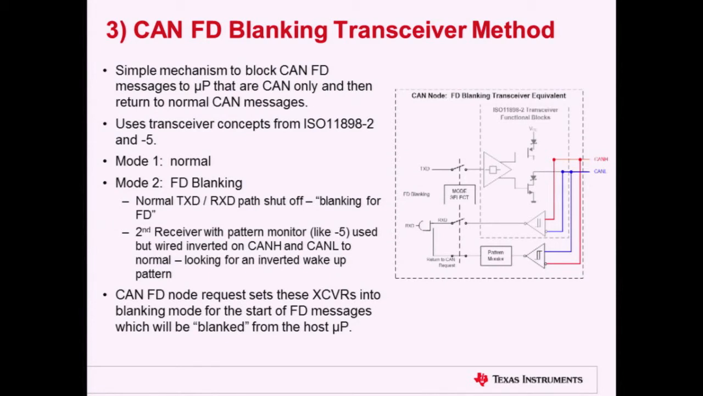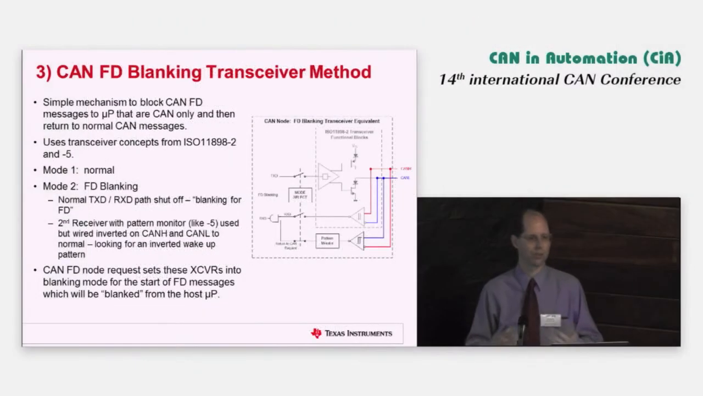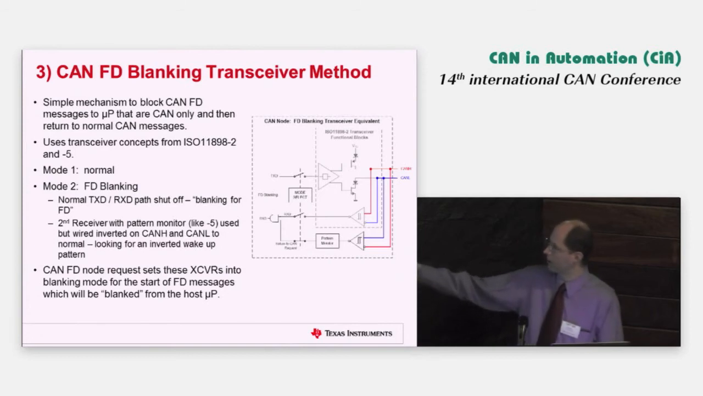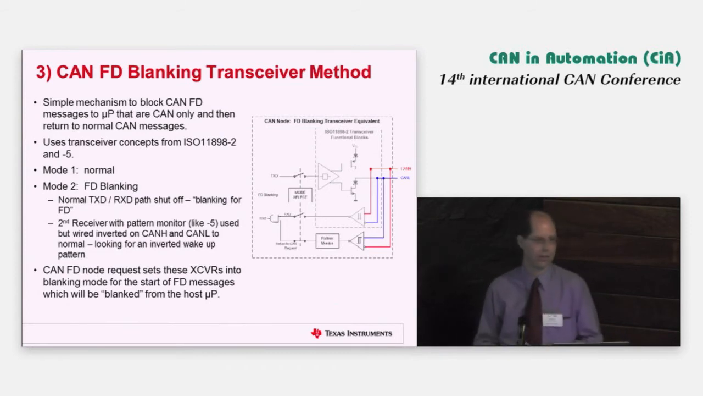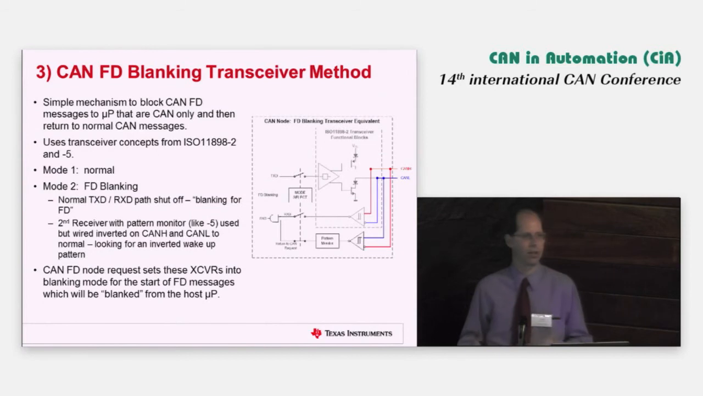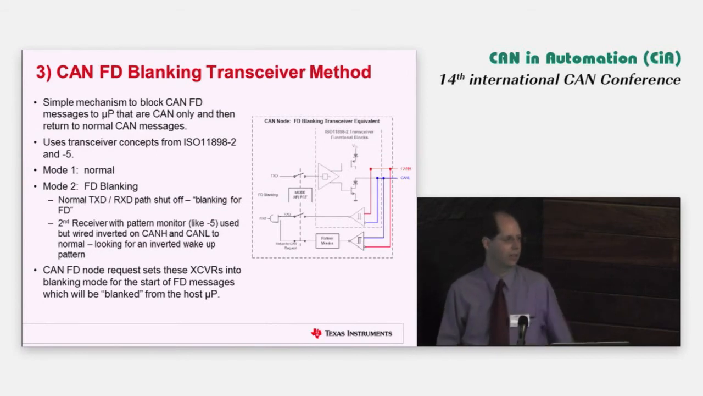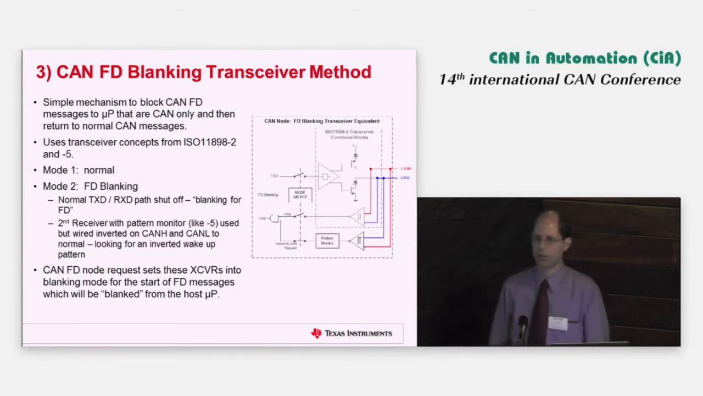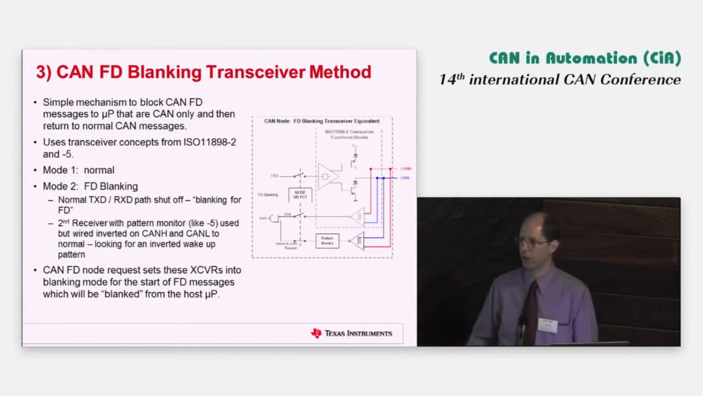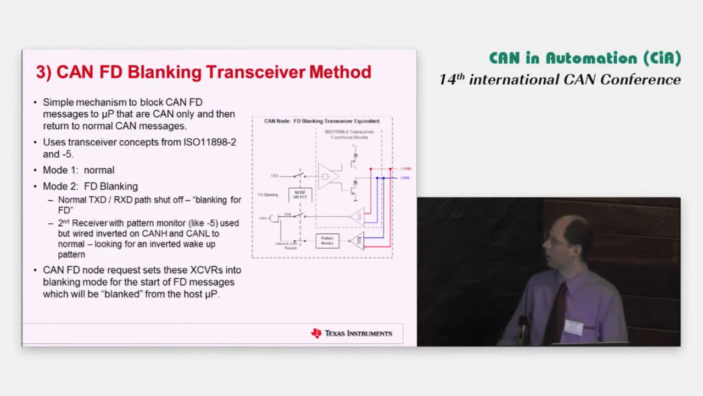What we do here, in all of these mechanisms, is face the challenge of how do you tell a CAN node to come back to CAN traffic and turn itself around at the end of the FD traffic. So what we've done is added a second receiver that is wired backwards on the CAN bus. So it's looking for an inverted differential signal. So we're introducing a third state on the bus, one that's inverted to what is known as the regular dominant bit within CAN.